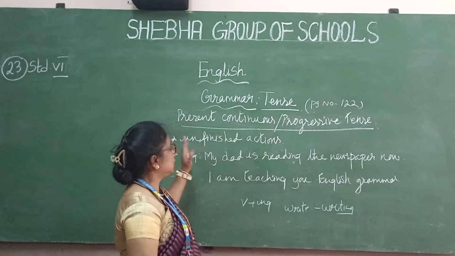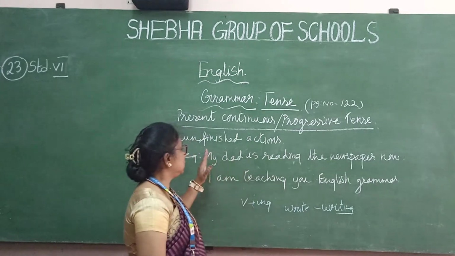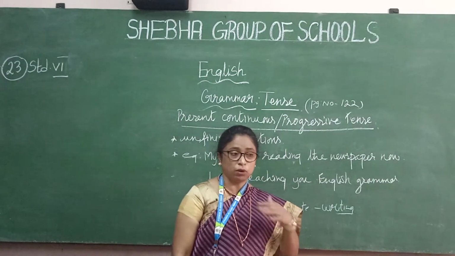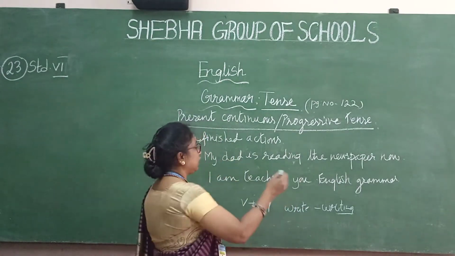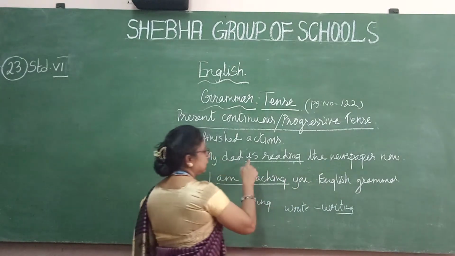Now what is this? When do we use this? This is for unfinished actions. That means present tense only. Present is what is happening. But how do you find out this is the present tense? By looking at the verb. By looking at the verb only, you can find out this is the present tense.